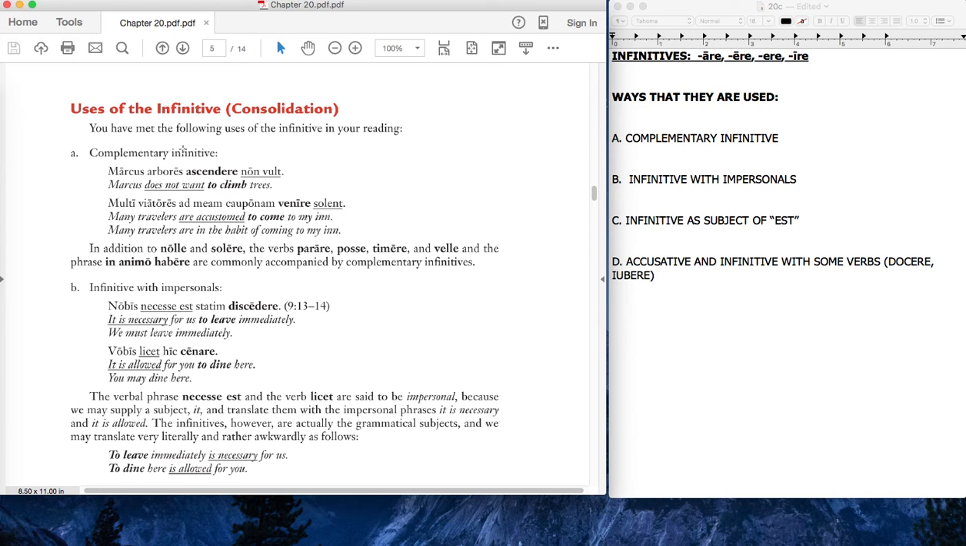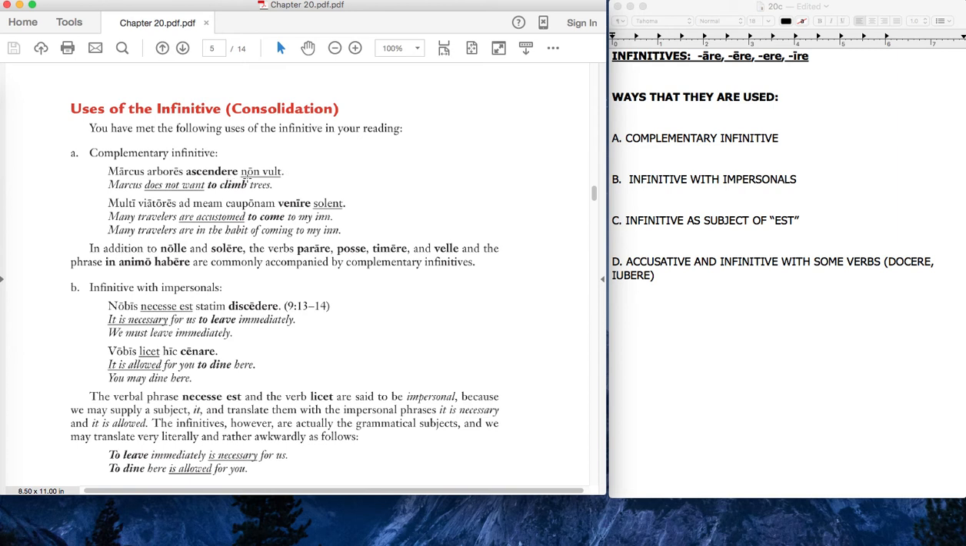used in. So, there's a complementary infinitive, which is basically an infinitive that completes the meaning of another verb. So, here we see Marcus doesn't want to climb the trees. So it finishes the sense of what Marcus doesn't want. Marcus doesn't want, he has to not want to do something. So infinitives mean to climb, to walk, to sing, whatever it is. They're always in that to form. So this is complementary. It completes the meaning of another verb.